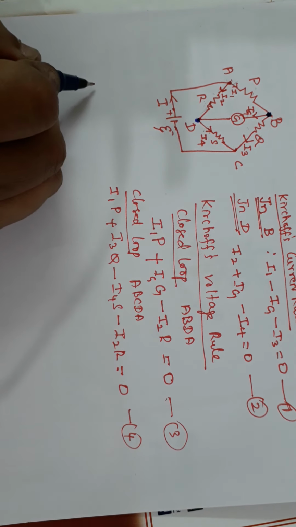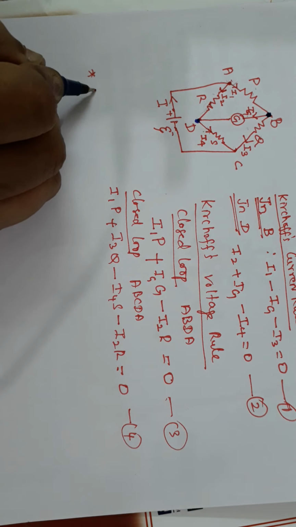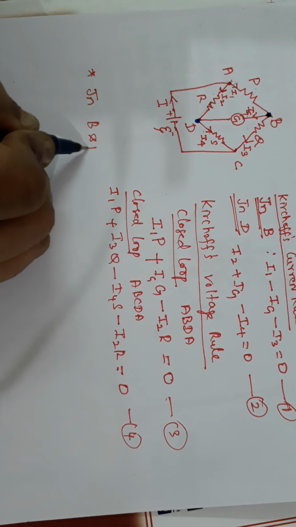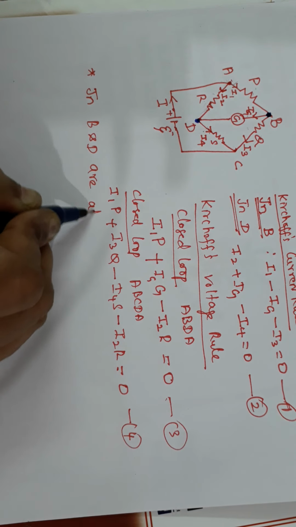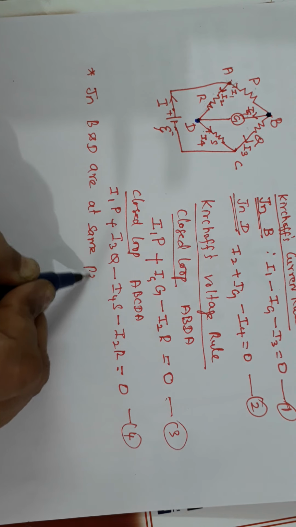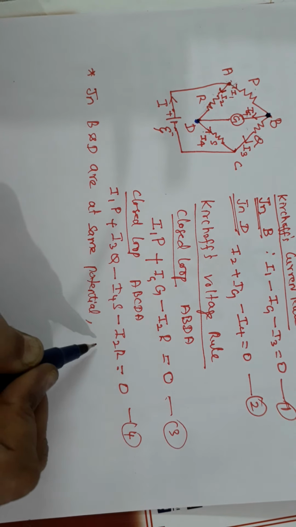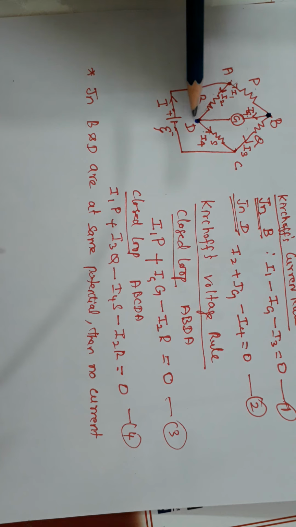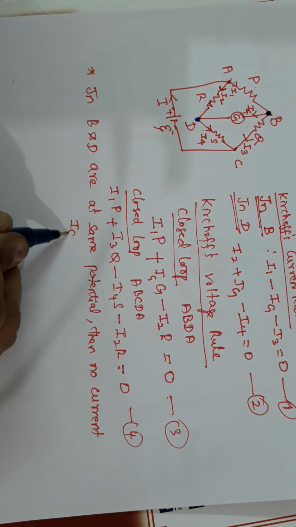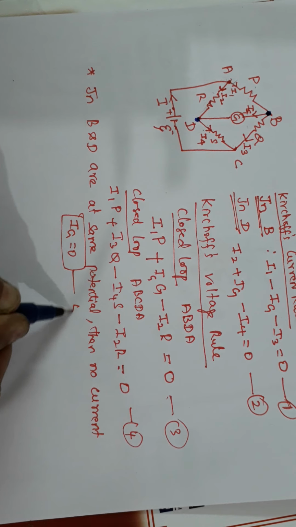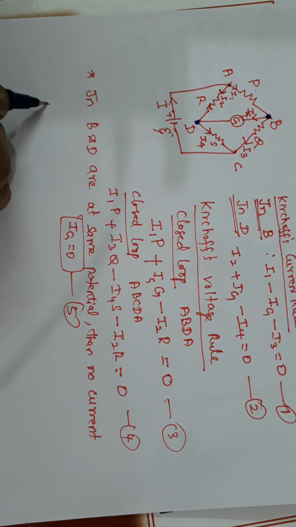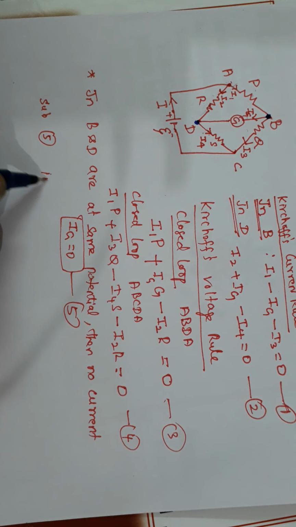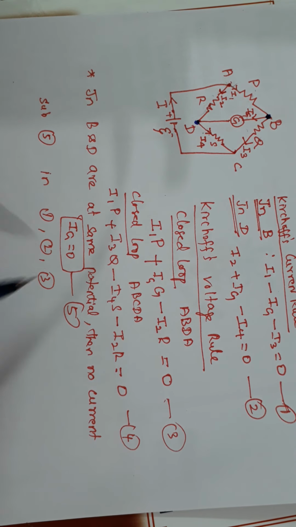Now you are going to apply another condition. Junctions B and D are at the same potential, then no current. Same potential means current will not flow through that line. That means the Ig current will be equal to 0. Now let it be 5. You are going to substitute 5 in equations 1, 2, 3. Wherever you find Ig, you put 0 for that.